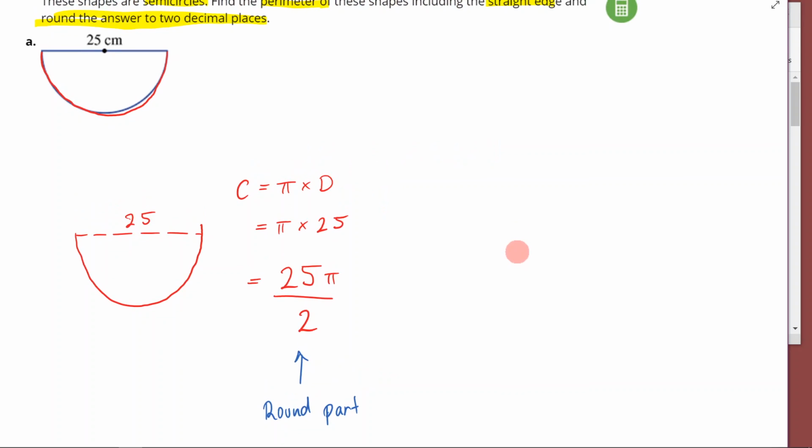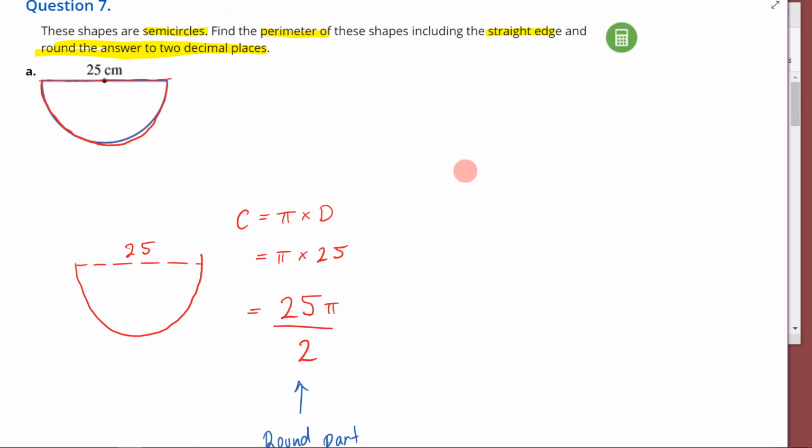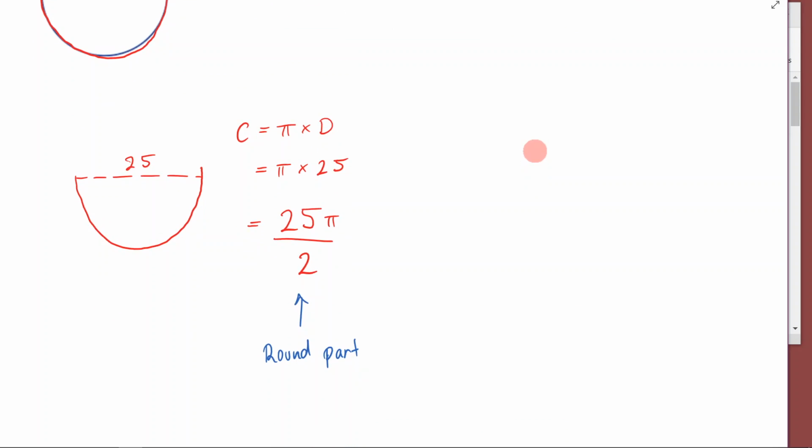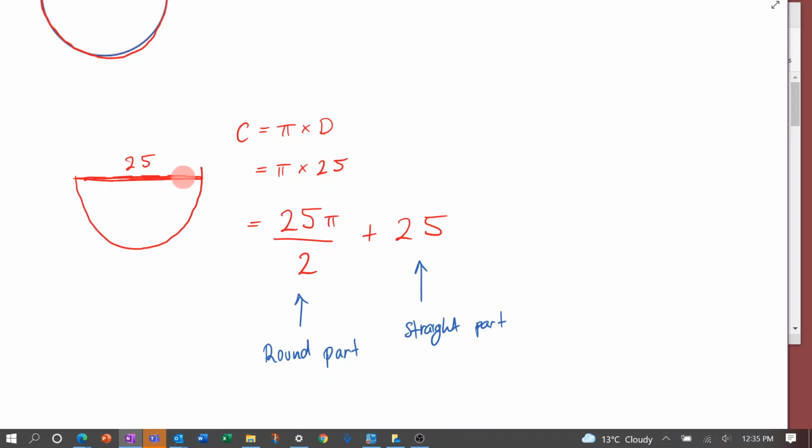But I'm not done yet, because as you can see up in my diagram here, I still have to account for this. And that's what the question calls the straight edge. So looking at my diagram here, I need to add this onto it. Now we know that this is 25 centimeters. So we're going to plus on 25 to that. And that is the straight part. So we've got our round part, we've got our straight part. We're now going to add those together and we will get our answer.